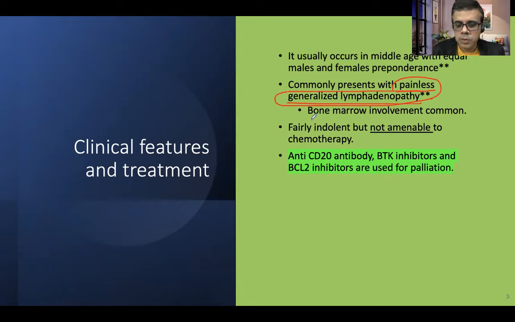And you must know that bone marrow involvement is pretty common. It is seen in the majority of cases of follicular lymphoma, and that can lead to leukemic transformation. It is fairly indolent but not amenable to chemotherapy, because there is no neoplastic cell proliferation. Rather, because of the loss of apoptosis, the germinal center cells survive for a longer period of time. So any kind of chemotherapy will not work because there are no neoplastic cells. It's just a lymphoma caused by the longer survival of the cells.